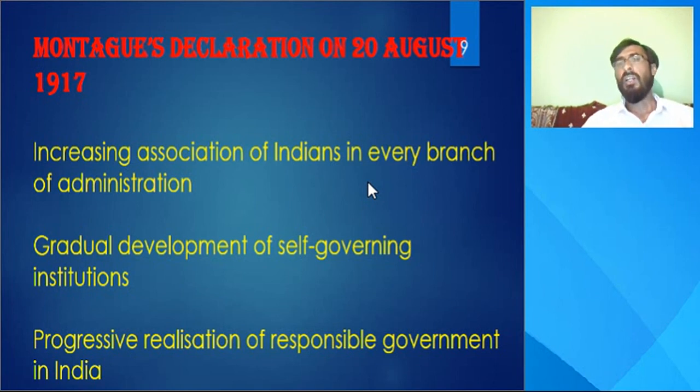Therefore, on 20th August 1917, the Secretary of State declared that there would be an increasing association of Indians in every branch of administration, and that there would be a gradual development of self-governing institutions, and that there would be progressive realization of responsible government in India. This was a clear signal that in future a responsible government would be established in India.